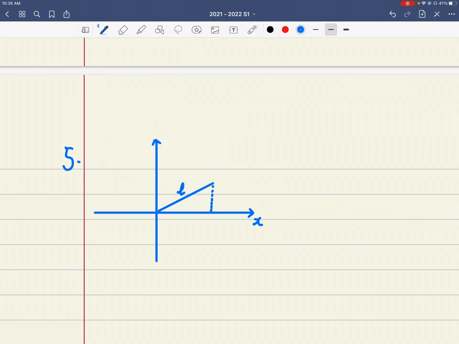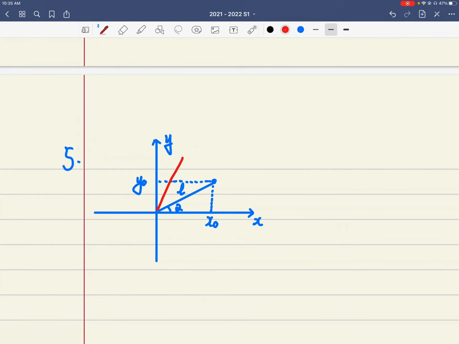And I put it in XY coordinates. Of course, I will have this endpoint coordinate. Let's call it x naught, y naught. Now I have an angle between the line and the positive x-axis. Let's call it alpha.